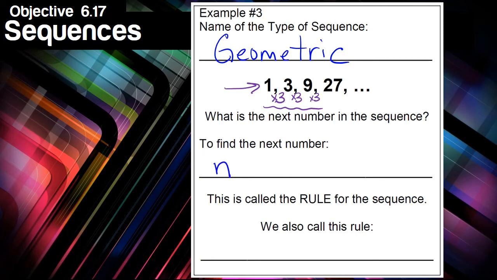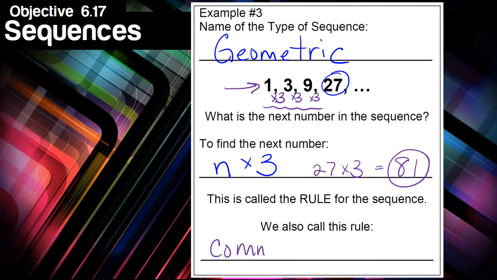In order to find the next number in the sequence, the way we'd set that up is we'd use the letter n as the last term in the sequence, and we would multiply that by the pattern we discovered, times 3. So in this case, we would have 27 times 3, and that would give us the next number in the sequence to be 81. And instead of calling this a geometric sequence, we can also call this the common ratio.